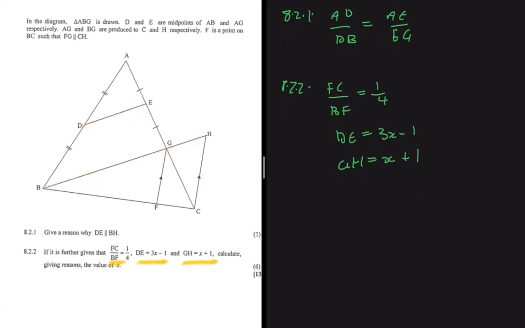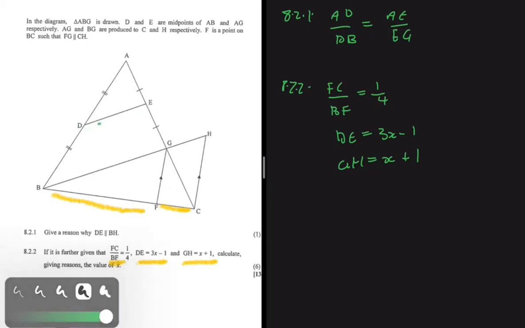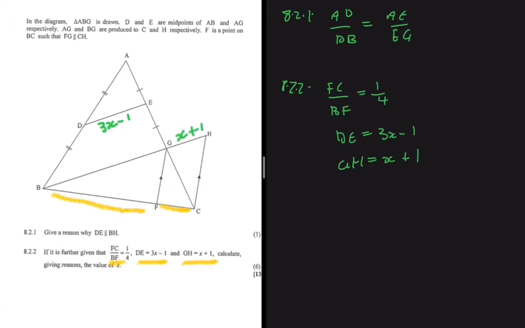So right now we know that FC divided by BF is equal to 1 divided by 4. And then we are given DE, right? The length of DE in terms of variables. So we're given 3x minus 1 here. Let me just write it down. We're given 3x minus 1 here. And then what else are we given? GH is x plus 1. So here we're given x plus 1. Okay, so now I see what's happening here.